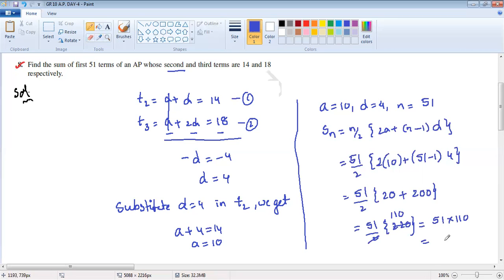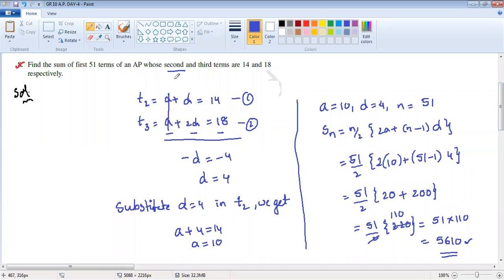So what is the answer? 5610, right? Is it the right answer? Vaibhav? Yes, sir. 5610. Okay. So have you understood the problem?